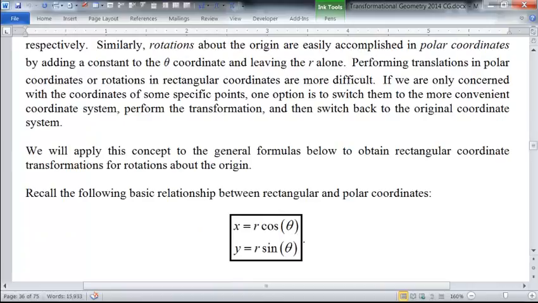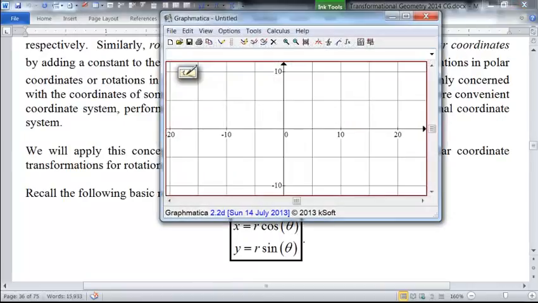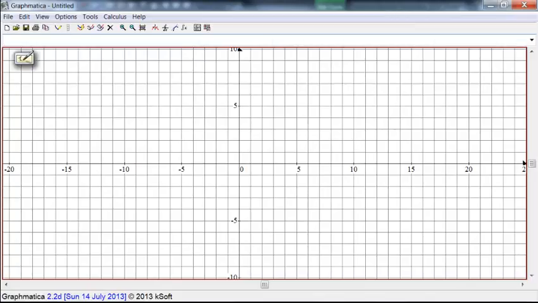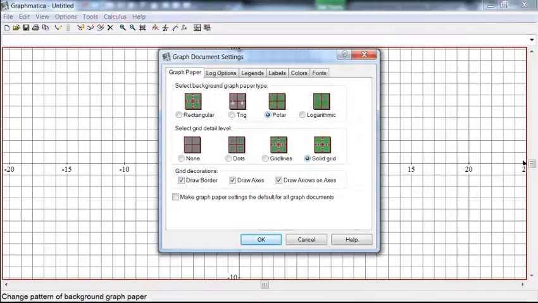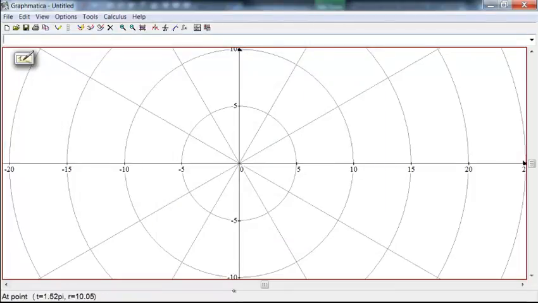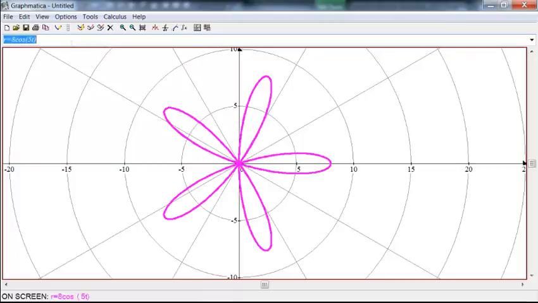Let's take a look at an example, though, before we do that. I'm going to pull up this program Graphmatica, and I'm going to go to options and change to a polar grid because that's what I'm going to focus on. And let's graph something. Let's say r equals 8 cosine of 5t. So we get a nice little, what we call a 5-leaf rose curve.